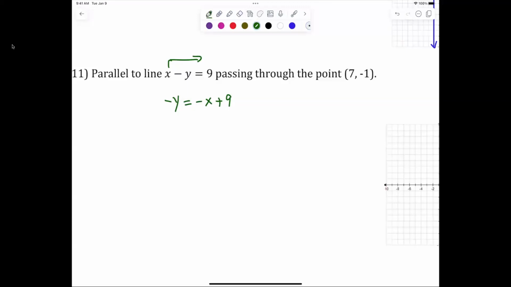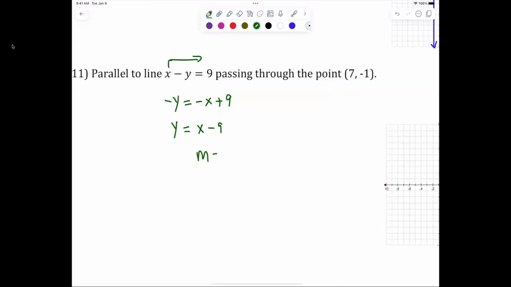No. So I've been trying to tell you, whenever the y is negative or whenever the variable is negative, you can just do what to all the signs? Change them. Not make them positive, change all signs. So this negative y becomes a positive y. The negative x becomes a, and the positive 9 becomes a, yes.